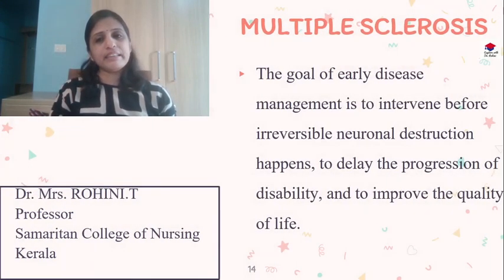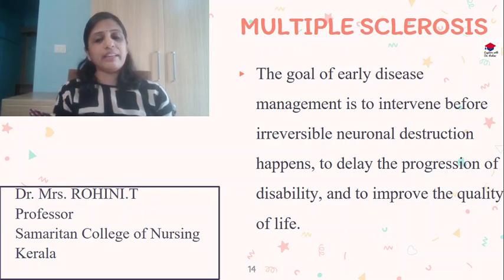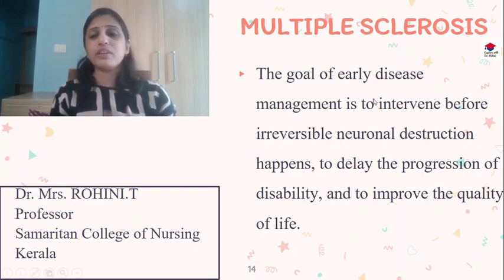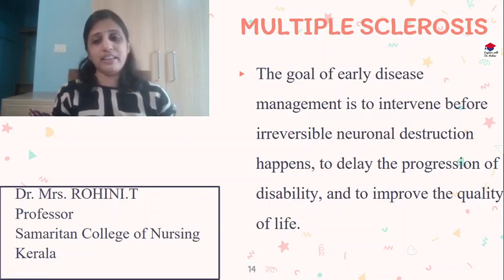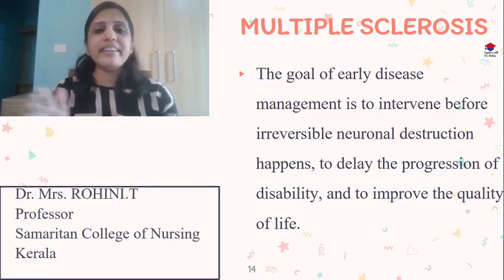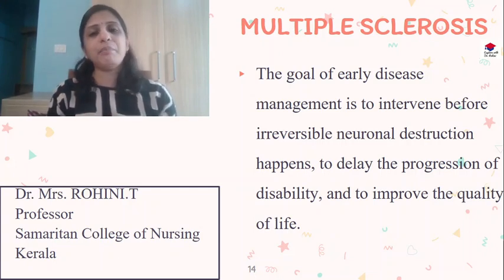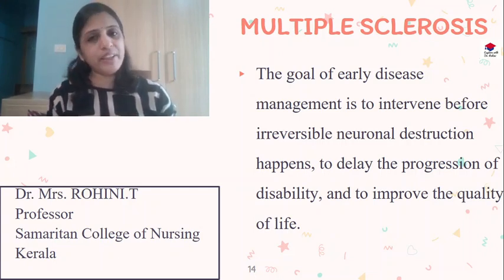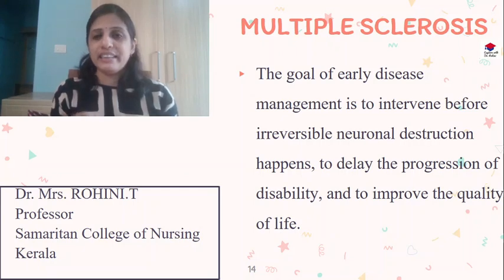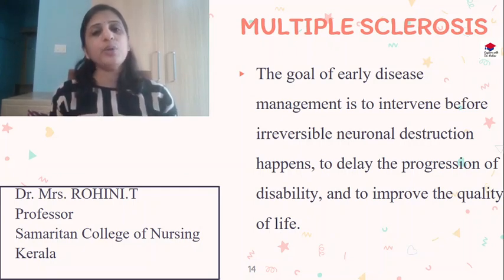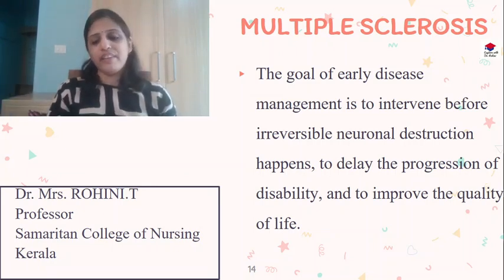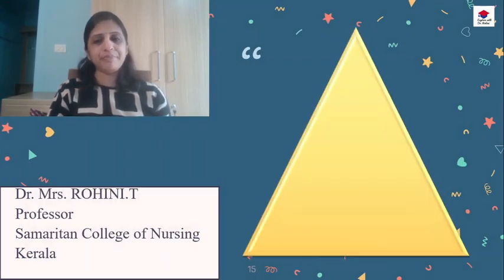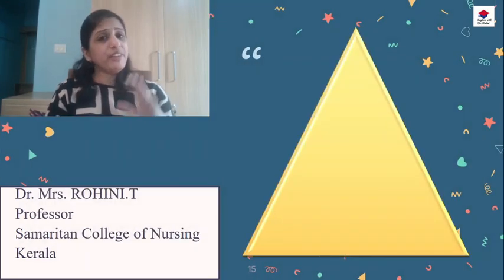Now, to apply this in a nursing process, the goal, as I told you before, is to intervene before irreversible neuronal destruction happens. We can only delay it. There is no complete prevention or complete cure, but there are certain interventions we can do so that the progress of the condition can be delayed. That is the only treatment available, so that you can improve the quality of life of the patient. Now, we are going to apply Newman's theory.